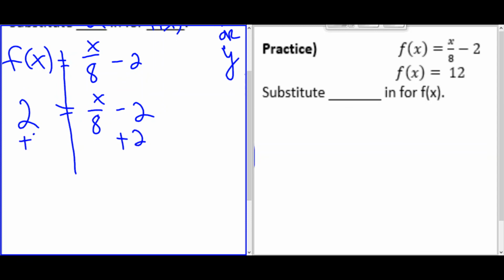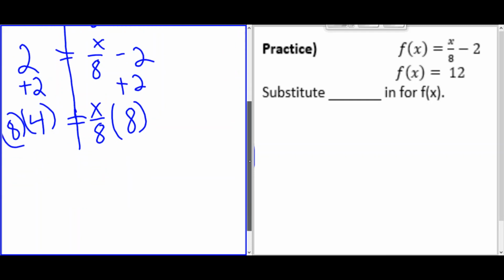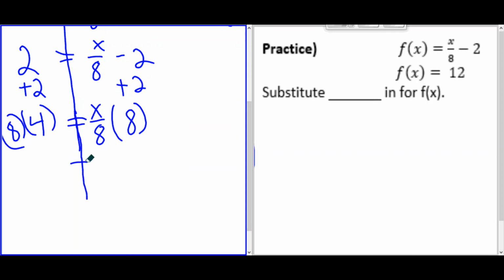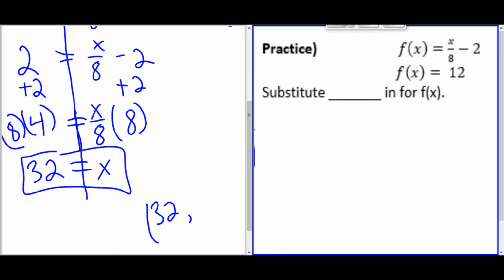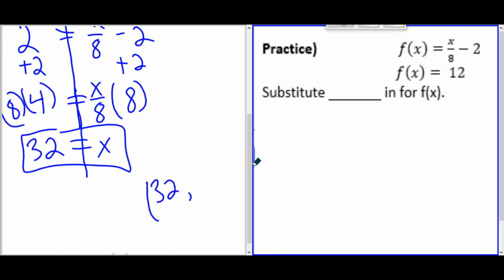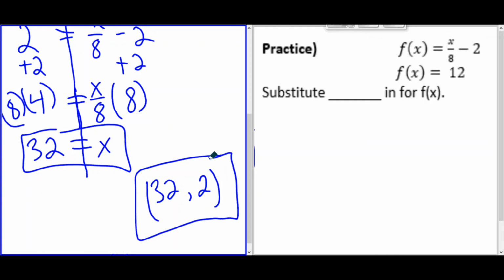So we'll add 2 to both sides. So that gets me 4 equals x divided by 8. So we have to undo division by 8 by multiplying both sides by 8. Okay, so 8 times 4 is 32. So 32 is my x value, and my y value, we said, was 2. So 32, comma 2.